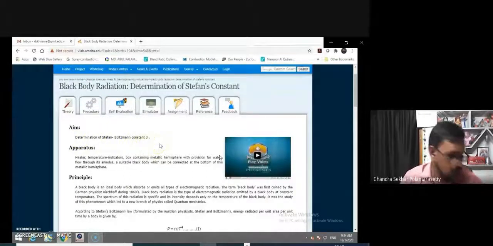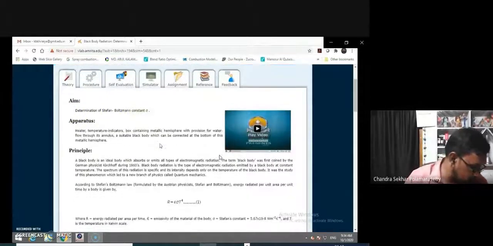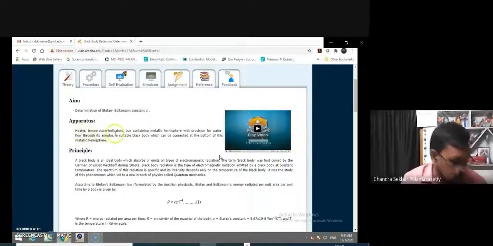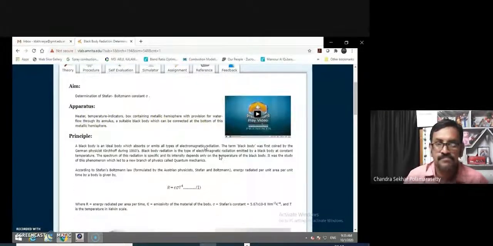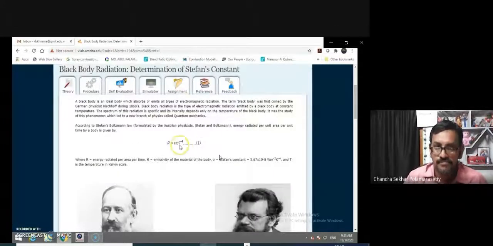So now we discuss the aim of this practical. The aim of this is to determine the Stefan-Boltzmann constant, and it is very clear. The apparatus is a conducting heater, the temperature indicator, a box containing the metallic hemisphere with a provision for water flow over it, and a suitable black body which can be connected at the bottom of this metallic hemisphere.